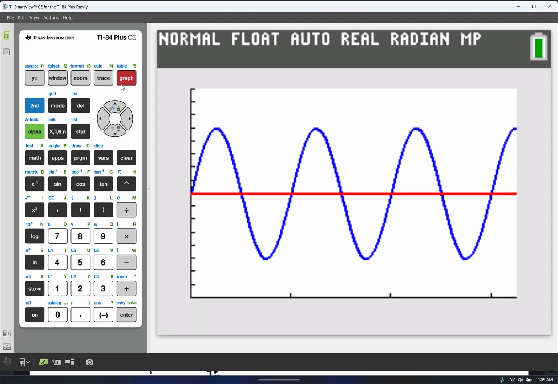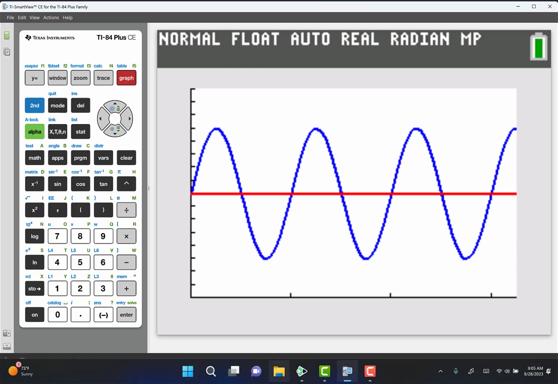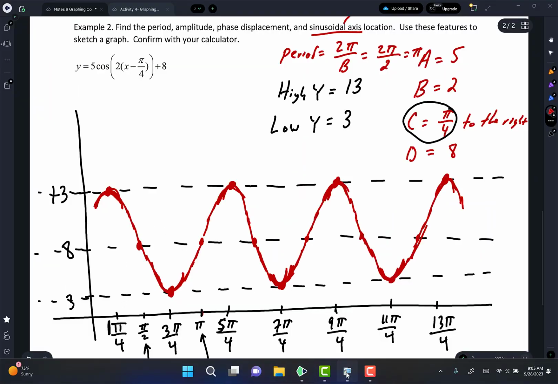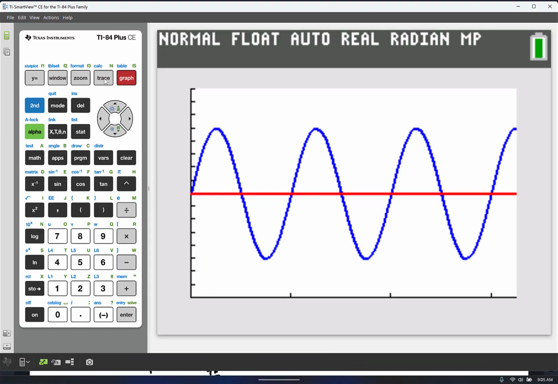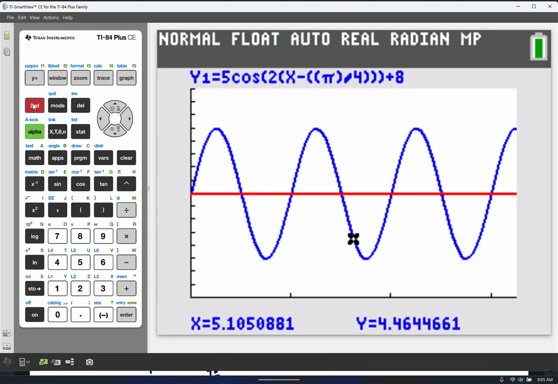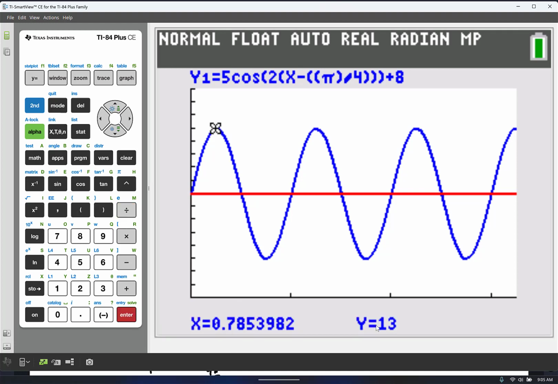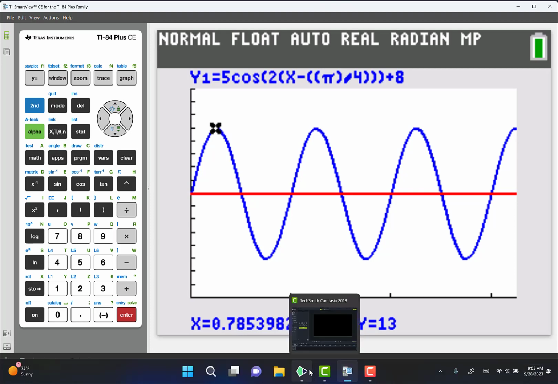Why did I do that? Because check it out, guys. I'm going to push the trace button. I know I have a max at pi over 4. So look at this. Look how awesome this is. I push trace. I push second pi over 4. And I push enter. Look at the y value. Am I at 13? Yep, it works.